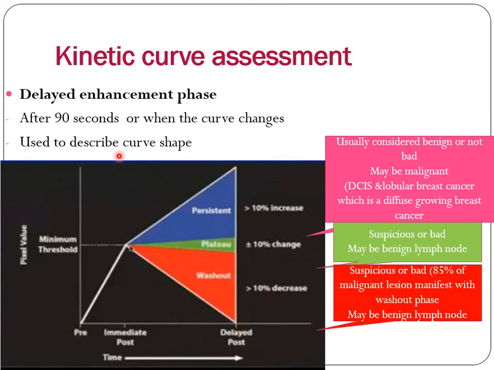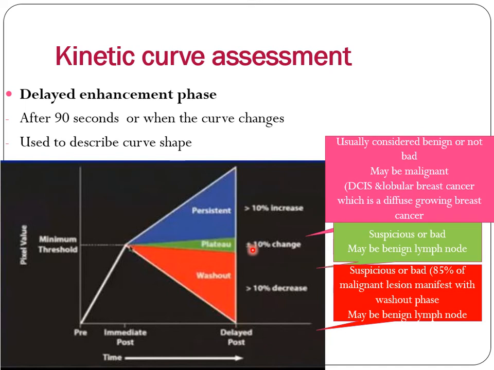Use it to describe, according to the shape of the curve, the lesion, whether it is malignant or benign, and the washout of the contrast from the lesions can be evaluated here according to this curve. Here, this curve showing the blue one is usually considered benign, or it's called persistent. Persistent is usually considered benign or not bad, maybe malignant, especially for ductal carcinoma in situ and lobular breast cancer, which is diffuse growing breast cancer.